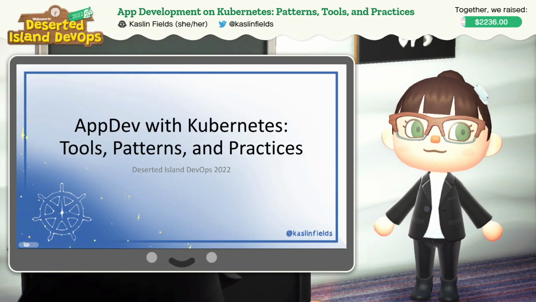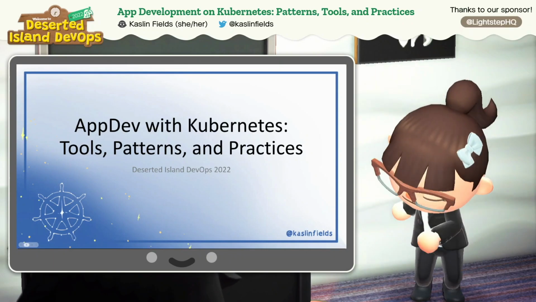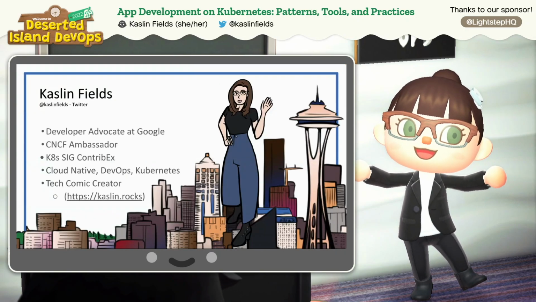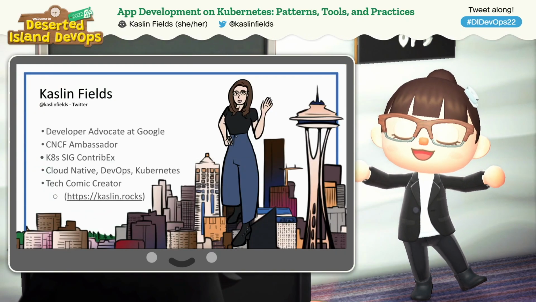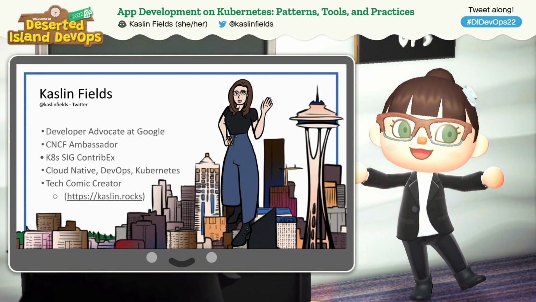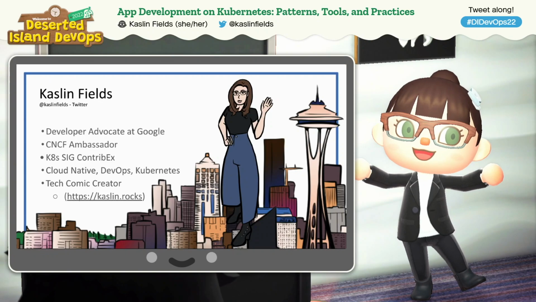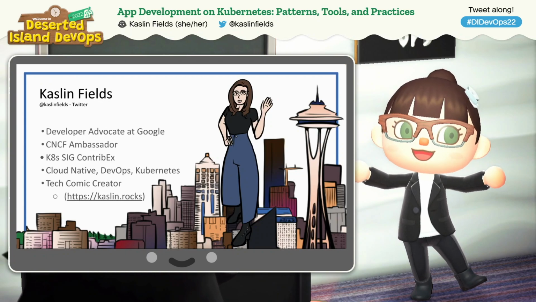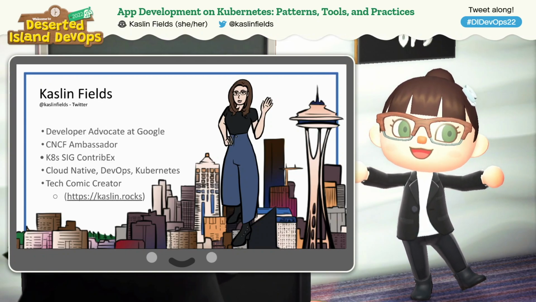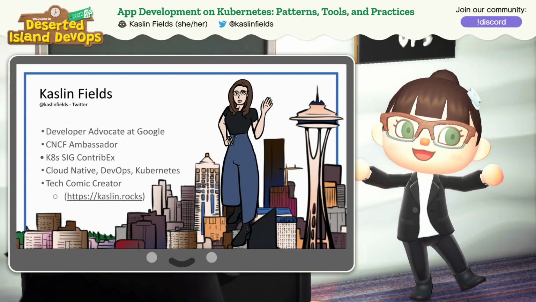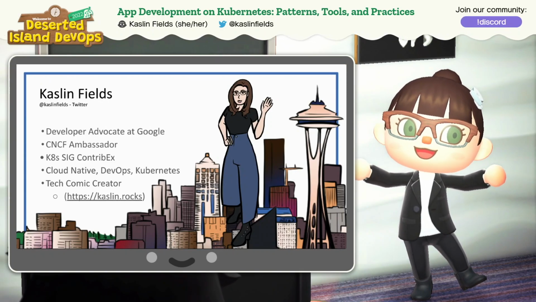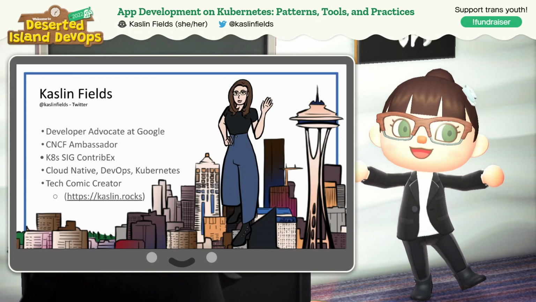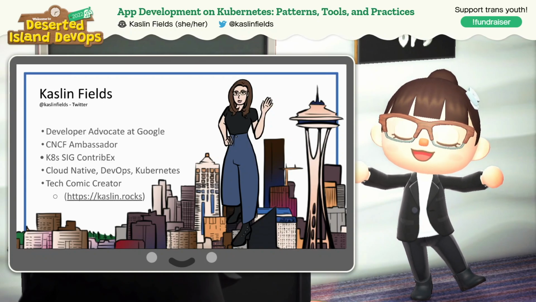So first off, hello, I am Kaslin Fields, and I am a developer advocate at Google Cloud, where I focus on Google Kubernetes Engine as well as open source Kubernetes. I'm an ambassador for the Cloud Native Computing Foundation. I'm also a member of the Contribex special interest group. So that's the special interest group for contributor experience in the open source Kubernetes project. I focus on cloud native, DevOps, and especially Kubernetes topics. And I'd like to illustrate things as well. So you can see this slide as one that I've illustrated, but I don't have much of that in my presentation today, unfortunately.